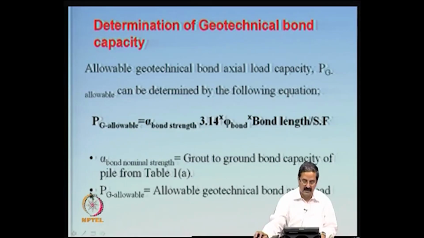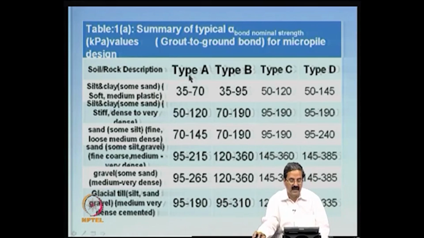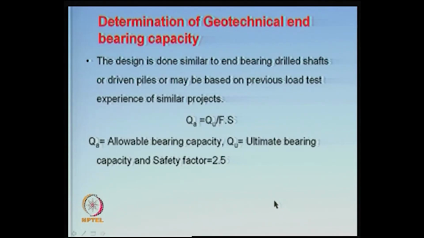So, the grout to ground bond capacity of the pile, you can get this. For example, if you are trying to use type A, type B, type C, type D, depending on the type of soil, you have these materials, and once you know that, that is called skin friction. Essentially what you got was the skin friction. Then you can also get the end bearing, which, similar to driven piles, one can get, or even do load tests, and then once you get the ultimate load, by applying the factor of safety you will get the allowable load.